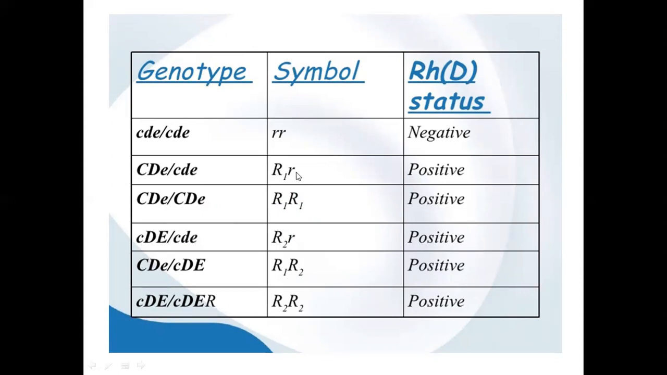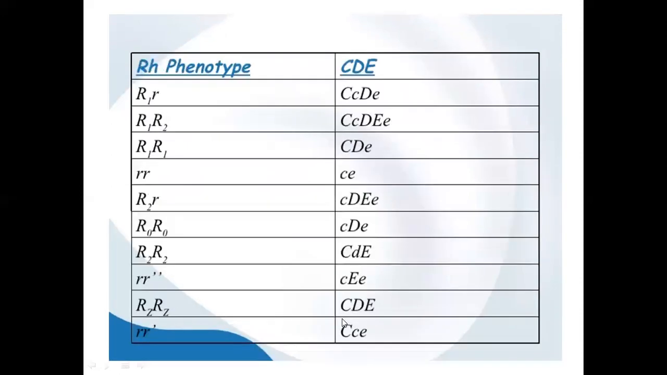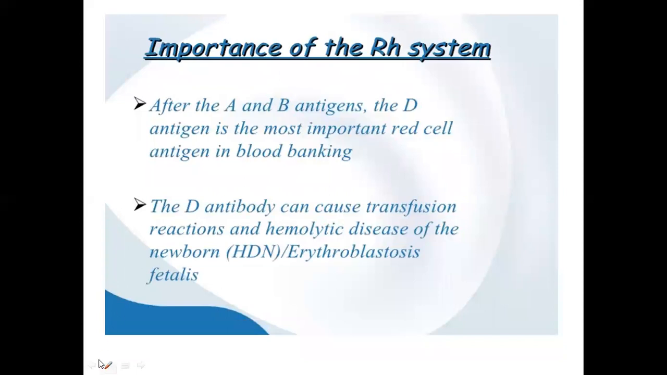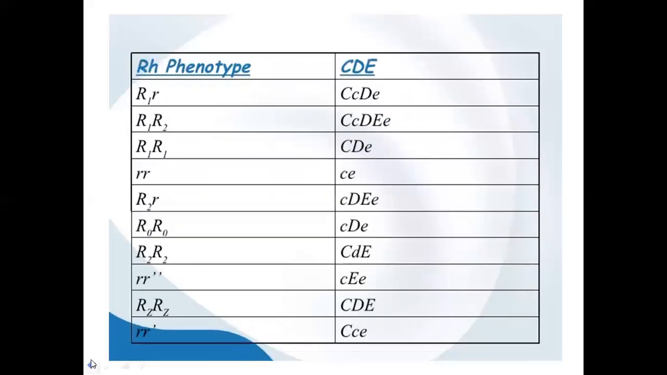How about for the C and E? Wala naman. Absence of prime, double prime, or 1 or 2, then all will be lowercase. So the same is true for the other genotypes. Okay. So this is our RH phenotype, and we will transcribe it into, oh sorry, I will go back to that slide and transcribe it to the CDE terminology. Okay. So, transcribe lang natin.